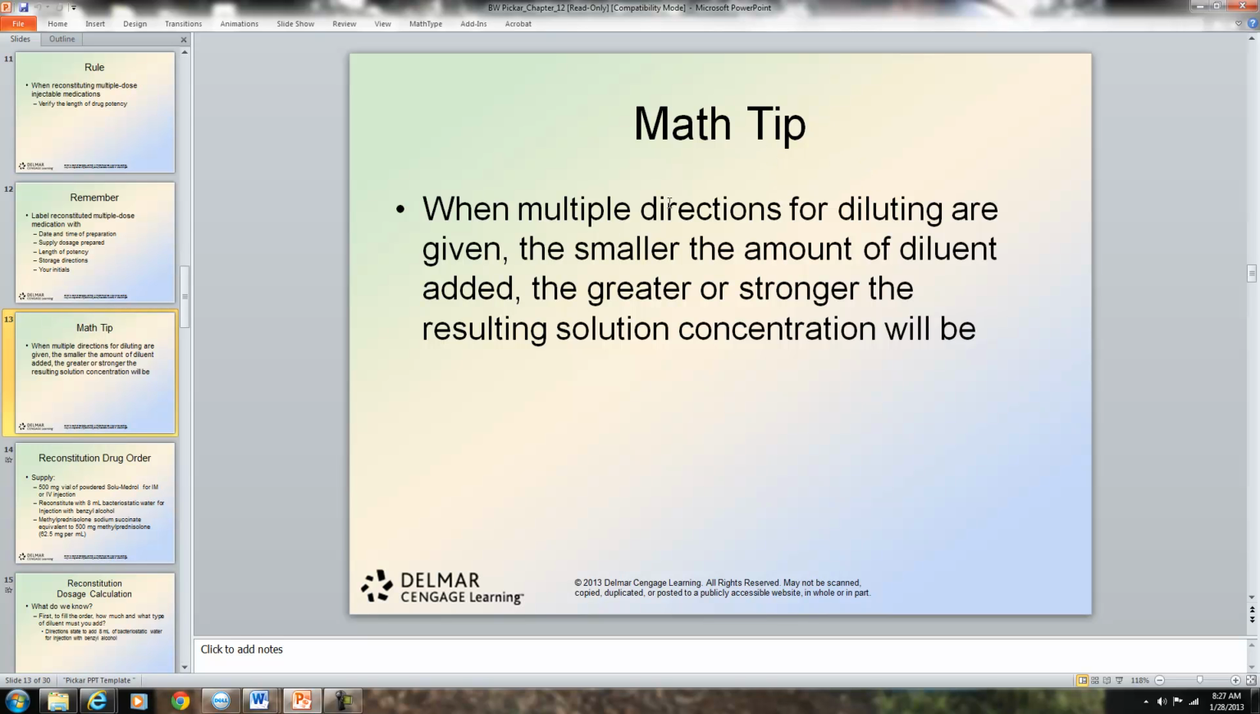Now the math tip, when multiple directions for diluting are given, the smaller the amount of dilute added, the greater or stronger the resulting solution concentration will be. So that just makes sense. The less milk you put into the cocoa, the stronger the cocoa will be.